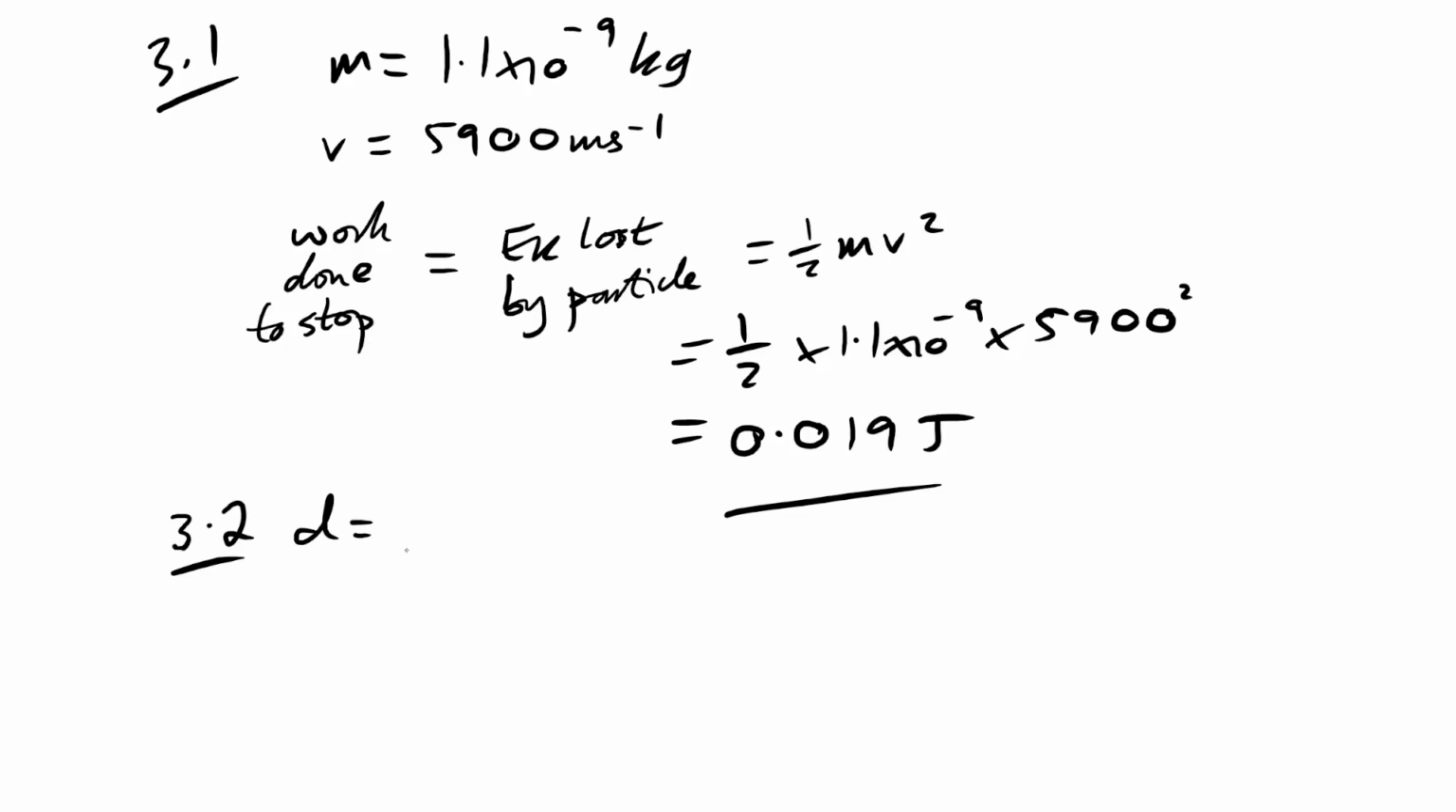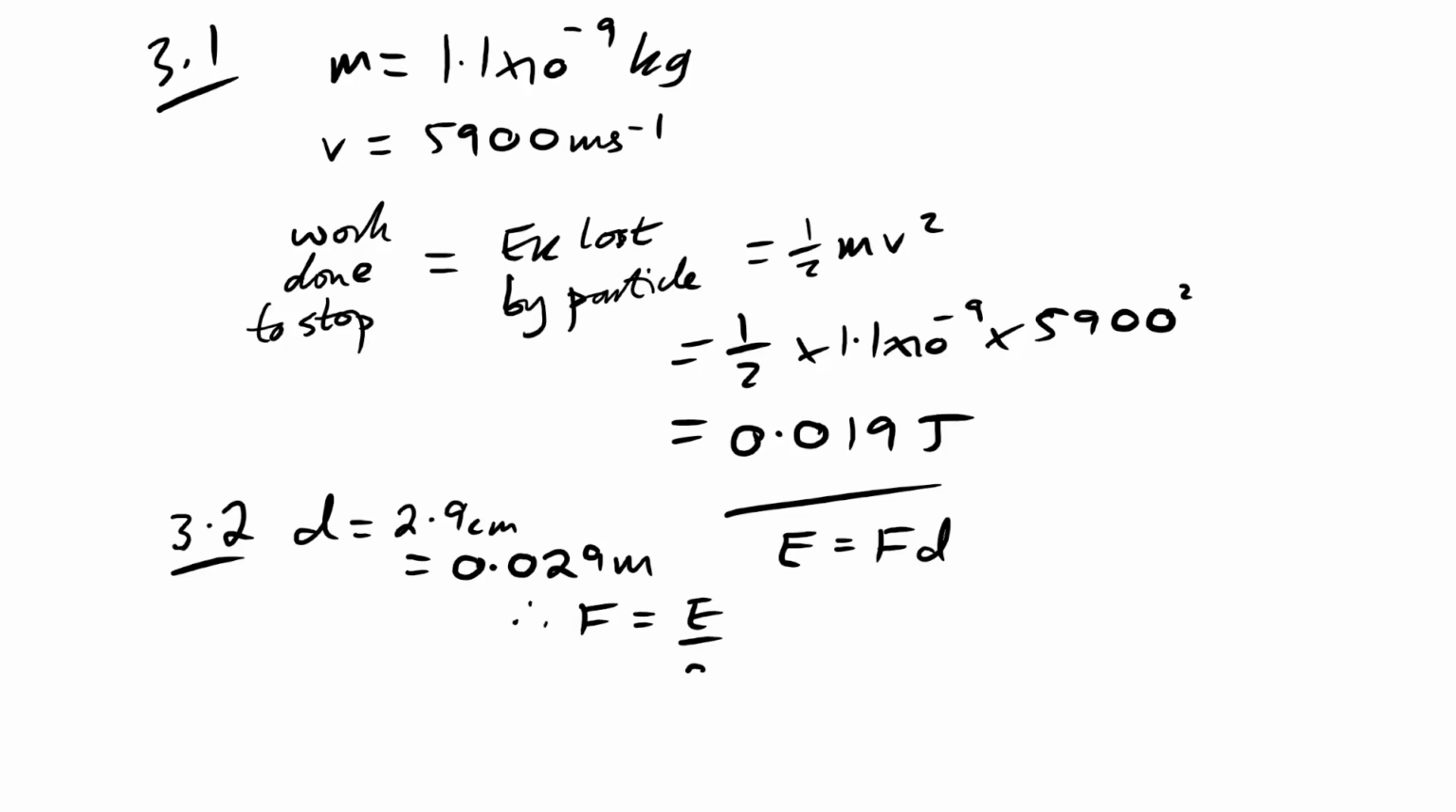We're told we have moved a distance of 2.9 centimeters. Of course, we need to turn that into meters. So it's going to be 0.029 meters. And we're being asked to calculate the force. So work done, or energy, is equal to force times distance. Therefore, rearranging this, F is equal to energy divided by distance. So it's going to be our 0.019 divided by 0.029. I can cancel all those zeros. So we're going to have something that's slightly less than 1. It's going to be 0.66 newtons.